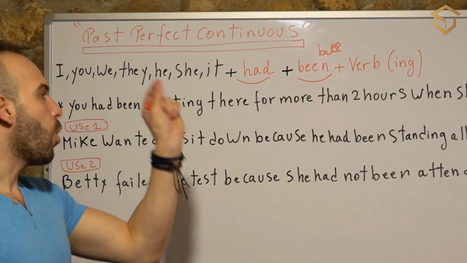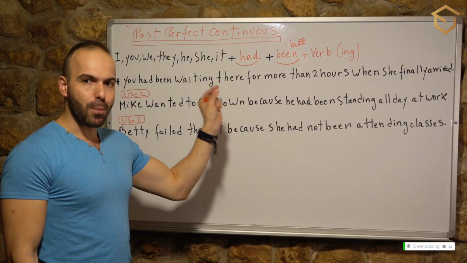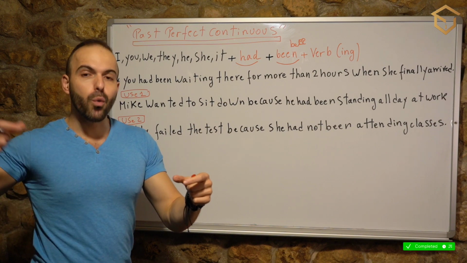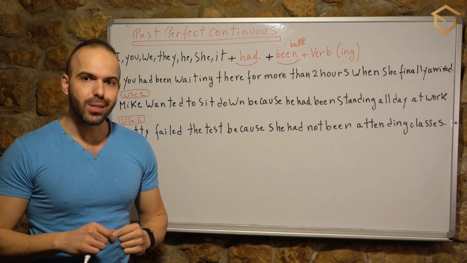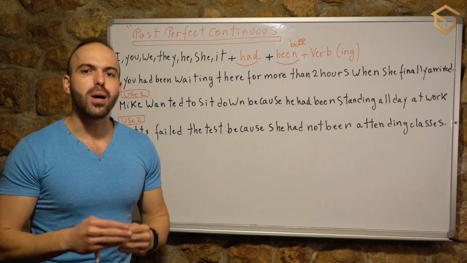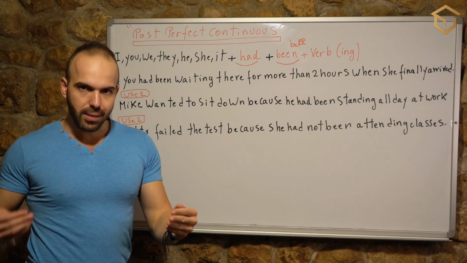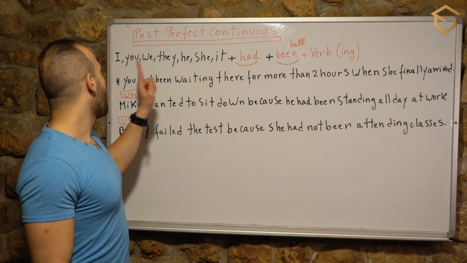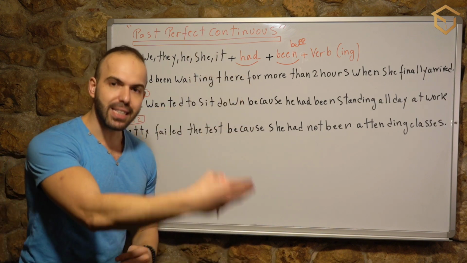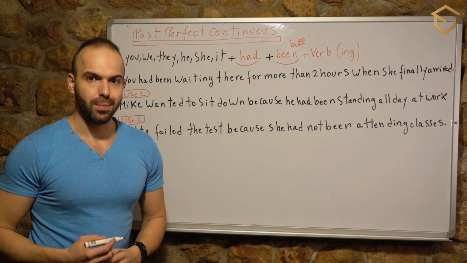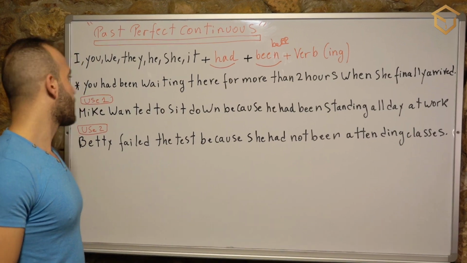But also, this specific verb tense shares something with the past perfect. What is it? We also use it with the past simple. So the first event is in the past perfect continuous, and the second event is in the past simple. Let's jump into more details.